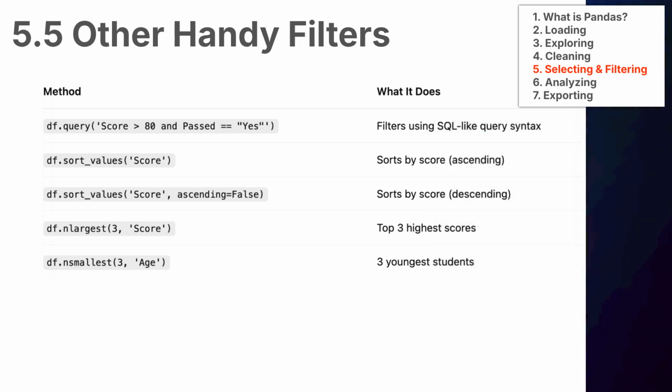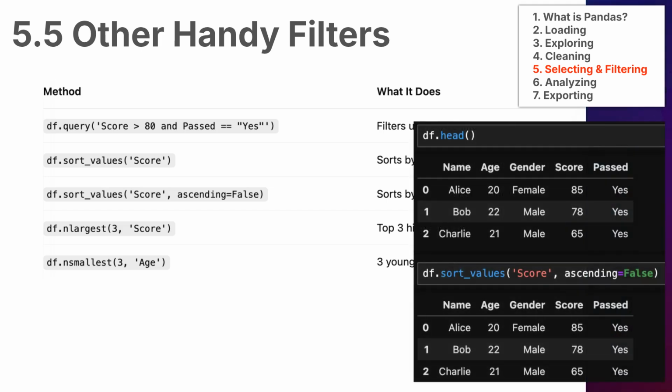If you want to change the order, you can use ascending false. It sorts rows by score in descending order, highest to lowest. Great for finding top performers or best results.